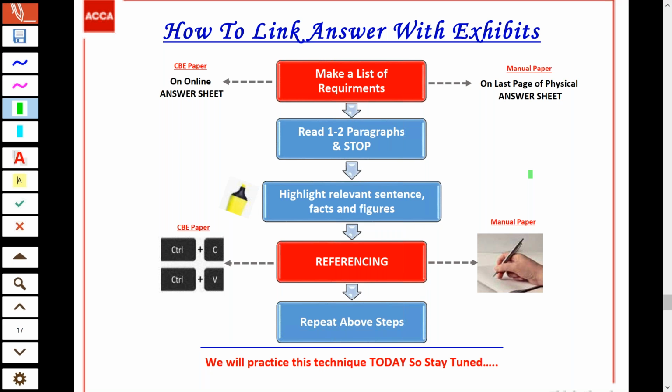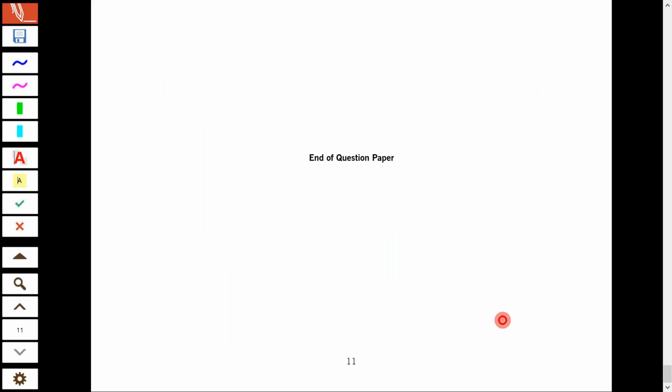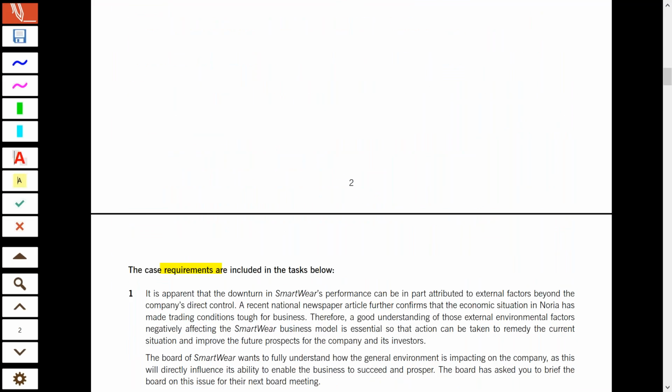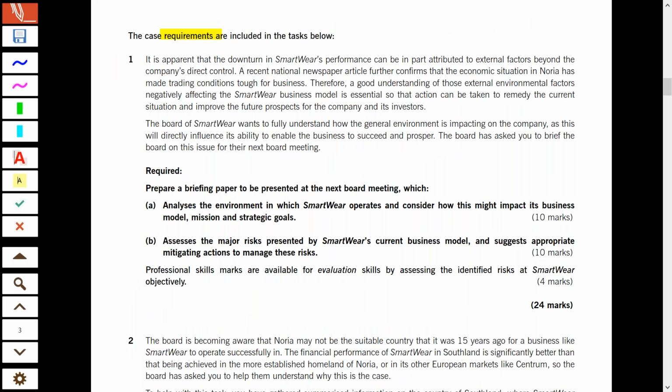Right. So the first step is you have to make a list of requirements. It doesn't have to be a very detailed list. It has to be a very basic list, and I will show you in a minute. But the reason why we need a list of requirements is that if you see the SBL paper, you will see that the requirements are scattered. They span over 2 and 3 pages.